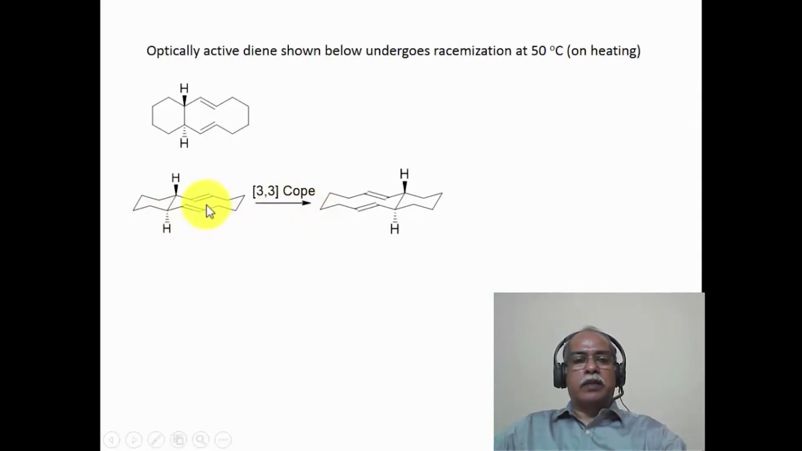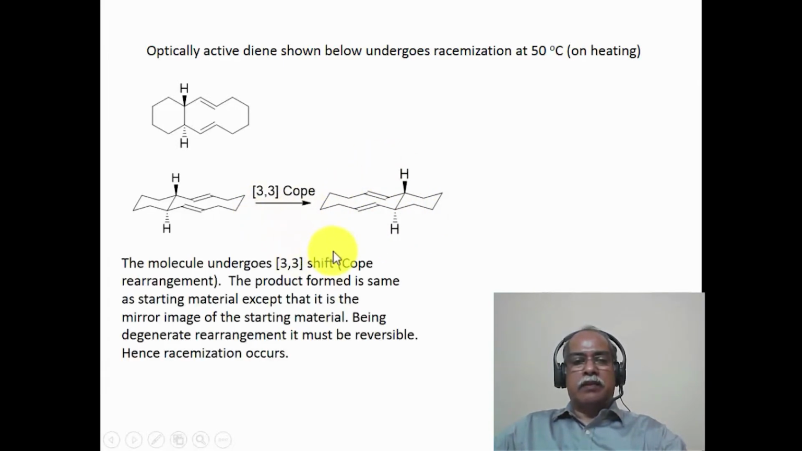Once the Cope rearrangement takes place, the bond is formed between these two carbons. The carbon-carbon bond here is cleaved and the double bond is shifted to the adjacent carbon, resulting in the formation of this particular molecule. What is important to recognize is that this molecule and this molecule are mirror images of each other. So if an optically pure isomer of this molecule is taken and heated, it will undergo racemization, because once the reaction starts to go in the forward direction, the reverse reaction is also equally facile. Energetically, the reverse reaction has the same energy of activation as the forward reaction. So essentially one would establish an equilibrium between the starting material and the product that is formed.